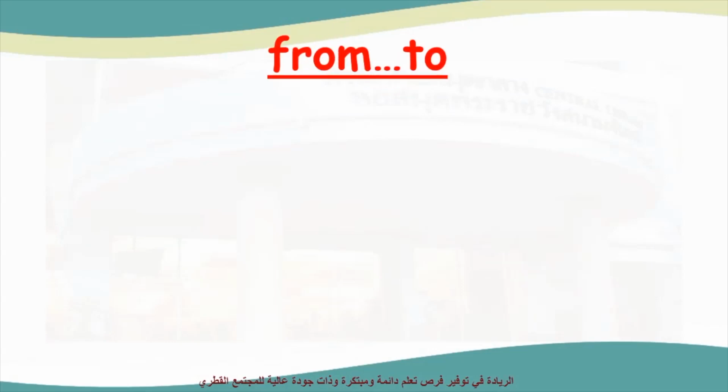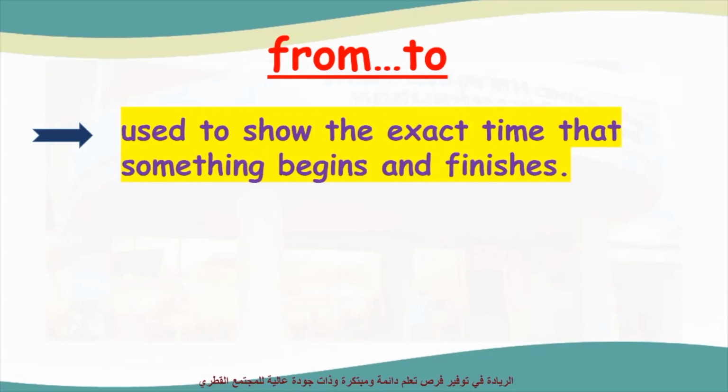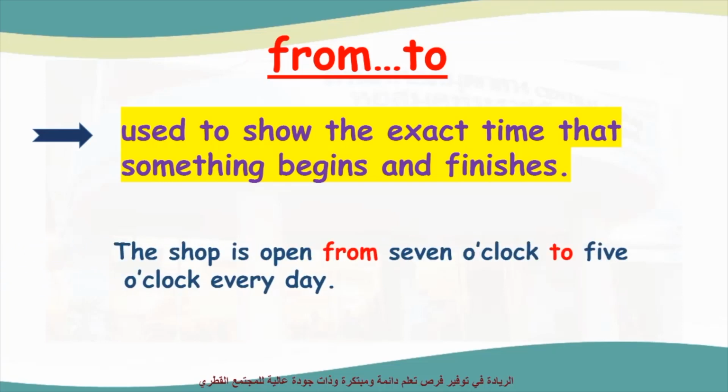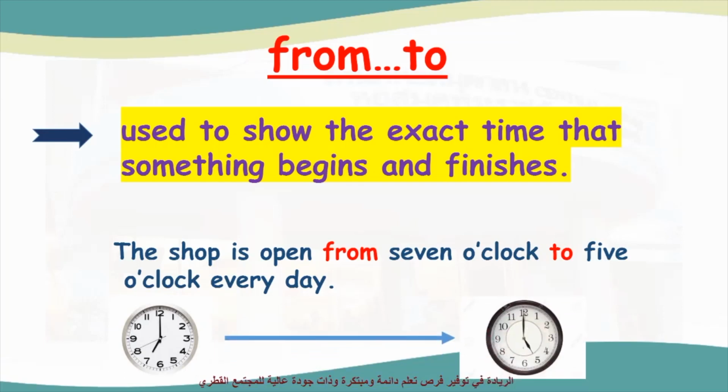From, to. We usually use these two prepositions all together to show the exact time when something begins and finishes. Like in this example, the shop is open from 7 o'clock to 5 o'clock every day. Here, the shop begins working at 7 and finishes at 5.